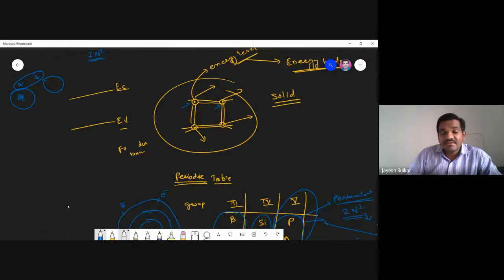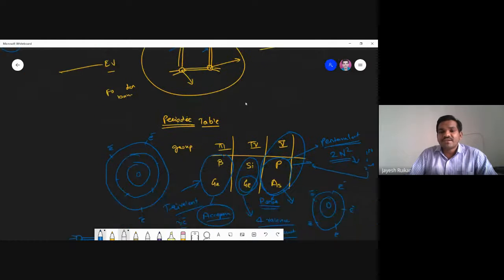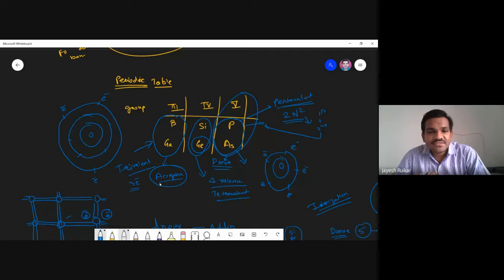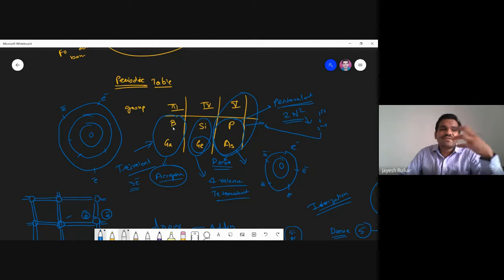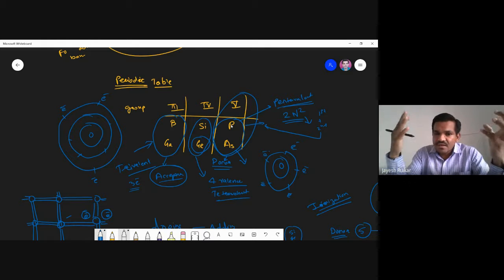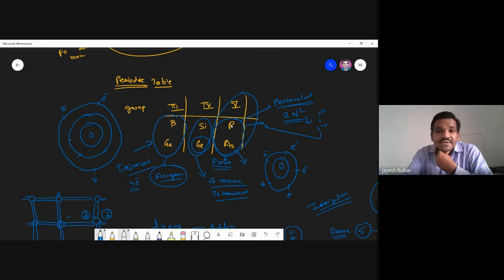If we talk about group 3, group 4, and group 5 elements, group 3 elements are called trivalent elements. These are the acceptors, because they have 3 valence electrons, or 3 electrons in their outermost shell. That's why they fit in this particular group. Group 3 elements contain 3 valence electrons, like boron and gallium; these are examples. Group 5 elements have 5 electrons in the outermost shell, like phosphorus and arsenic; these are pentavalent elements.